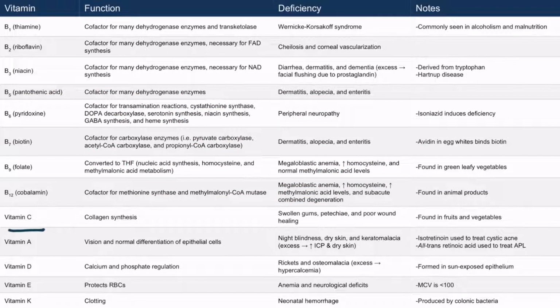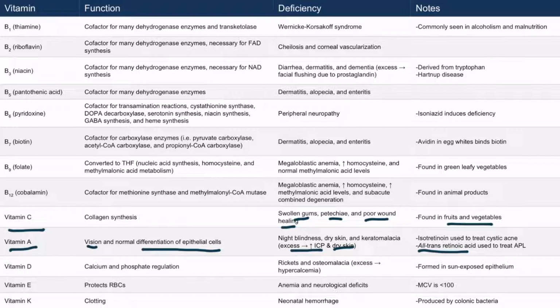Vitamin C is associated with collagen synthesis, and a deficiency can cause scurvy, which consists of swollen gums, petechiae, and poor wound healing. This can be associated with individuals who are unable to consume enough fruits and vegetables. Vitamin A is associated with vision and the normal differentiation of epithelial cells. It's high yield to know that excess vitamin A can cause increased intracranial pressure and dry skin. Vitamin A-derived medications such as isotretinoin and all-trans retinoic acid can be used to treat cystic acne and APL.